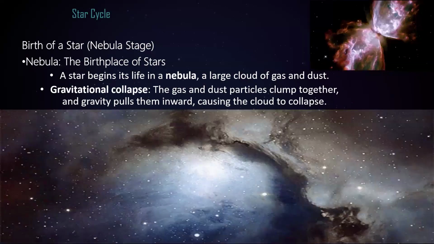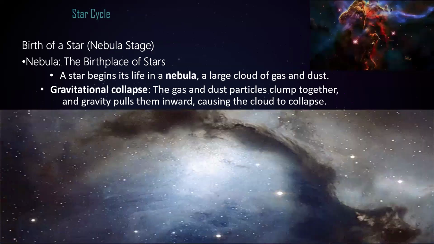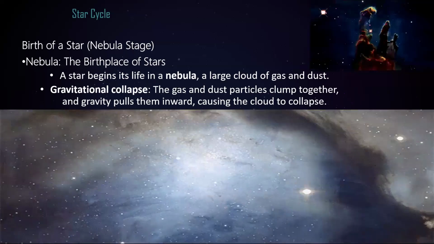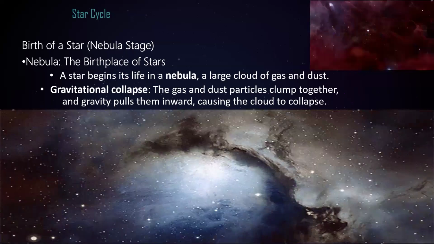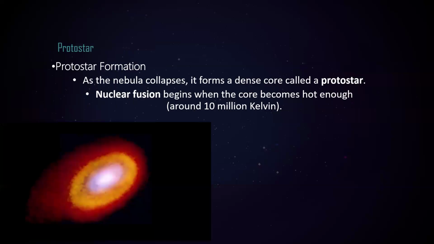It's like an interstellar cloud. Dust and gas all come closer to each other, attract each other, and pull everything towards the center. So the size of the interstellar cloud decreases. When the size of the interstellar cloud decreases, what will it form? It will form the first stage of a star, which is known as the protostar.